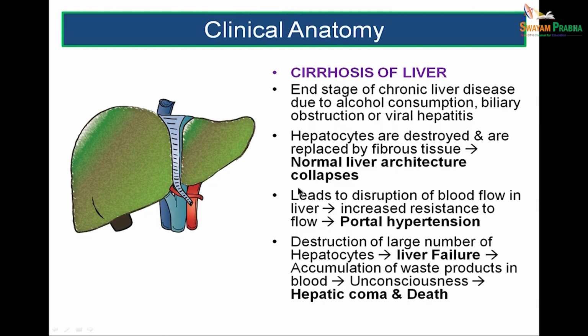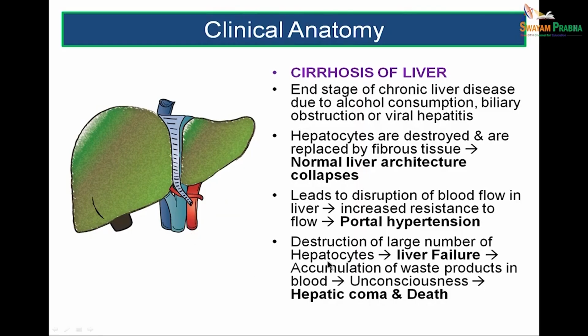It leads to disruption of the blood flow in the liver and resistance to the flow, leading to a condition we call portal hypertension. So the portal vein, which drains into the liver, can no longer drain easily because of scarring and fibrosis, and the pressure in the portal vein increases, and this leads to many more complications.